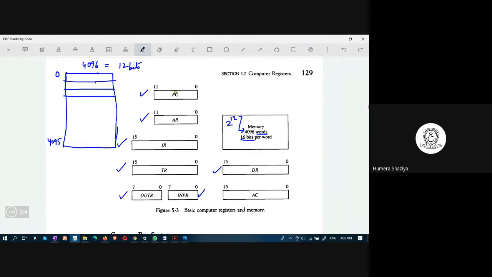And now, how much data is stored in each location? Each location has 16 bits. Size is 16 bits, it can store 16 bits. Each word is having 16 bits and there are 4096 words.